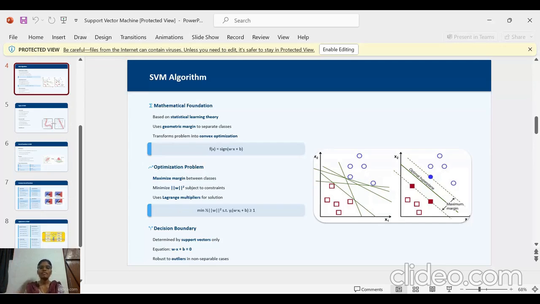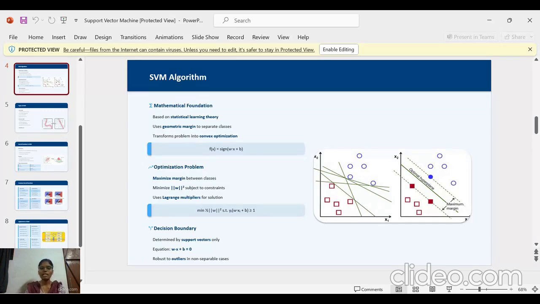SVM selects the hyperplane that maximizes the distance between classes. Step 5, identify support vectors. Points closest to the hyperplane are identified. These points decide the width of the margin. Step 6, create the final model. The selected hyperplane becomes the final decision boundary.